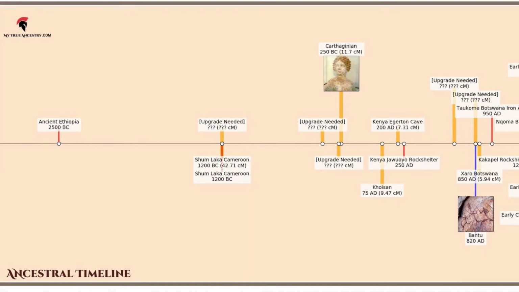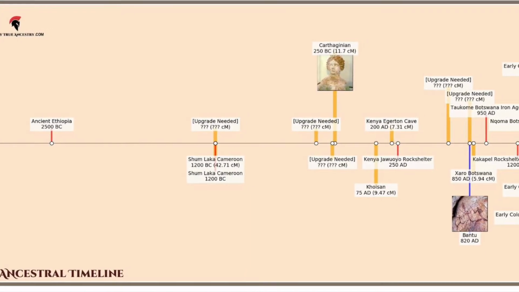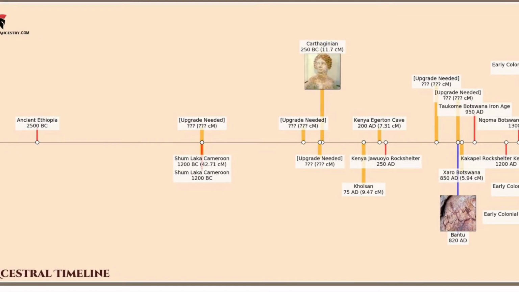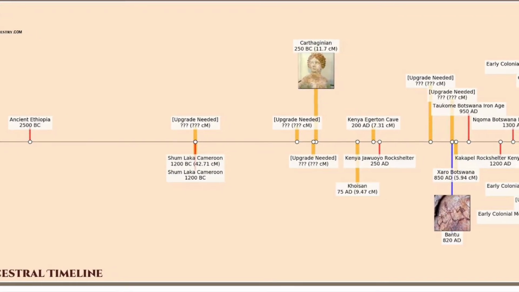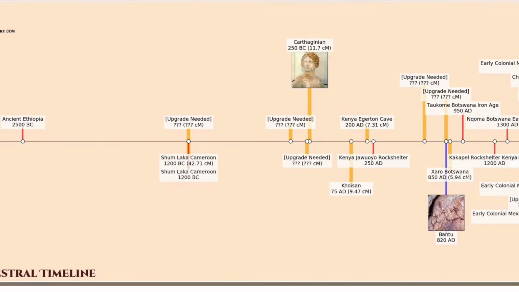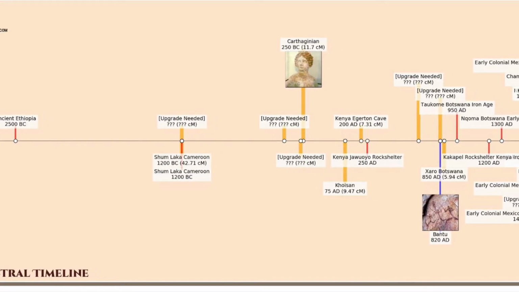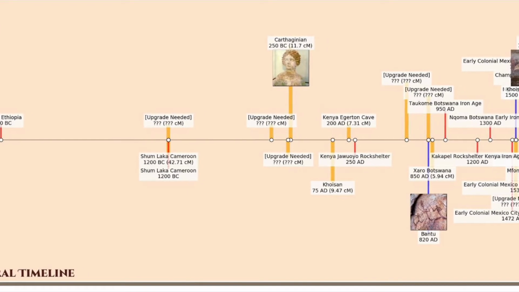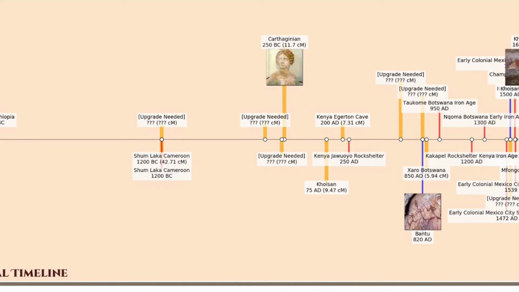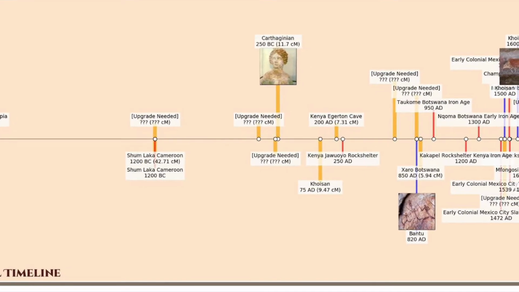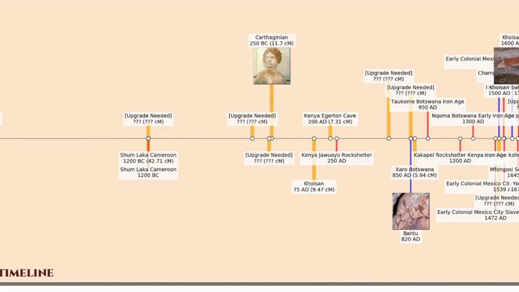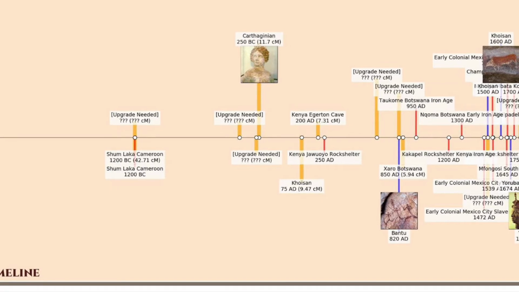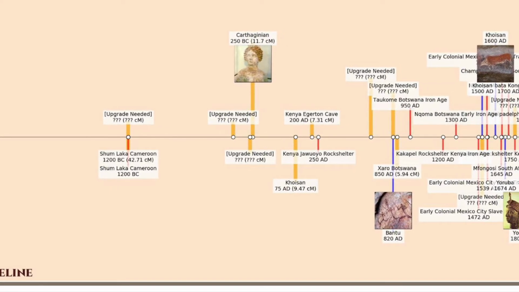Now here we have the ancestral timeline. On the left, you see ancient Ethiopia, 2500 BC. Then along the timeline going toward the right, you see the next one says upgrade needed. So this is the portion where they start to really get into your pockets for money. For you to access certain portions of the site or features, you have to upgrade to the next level kit or two, and that could start to cost over time. But they do give you a little bit of information to go on.